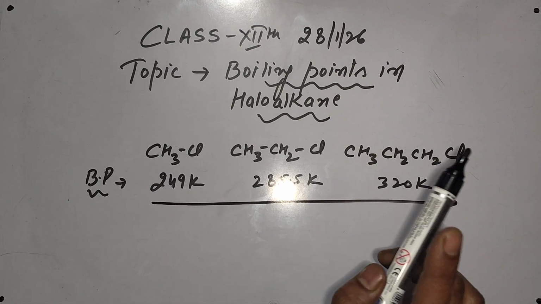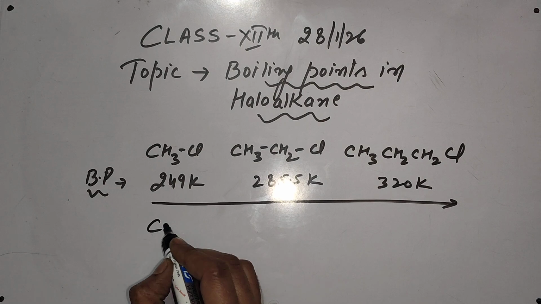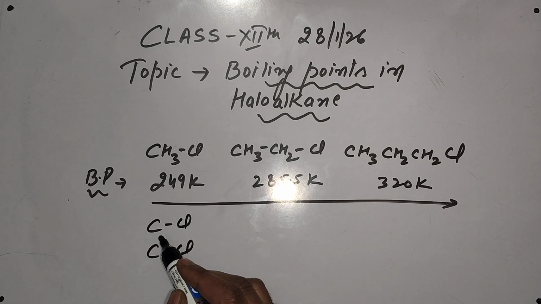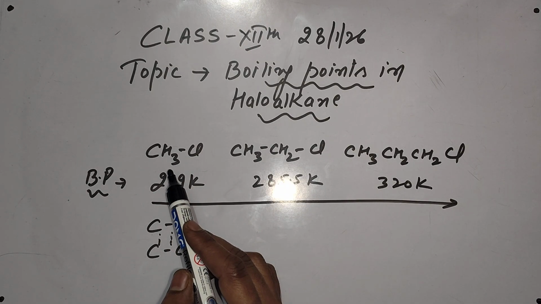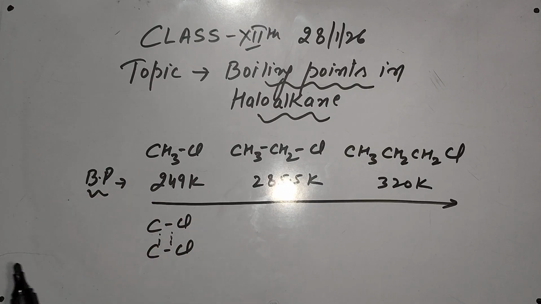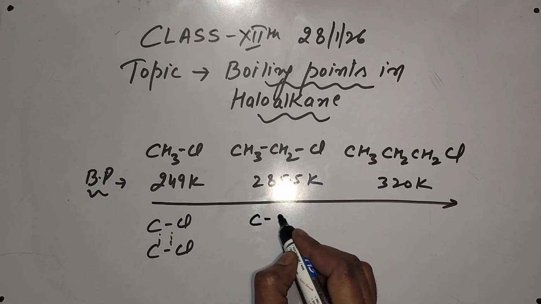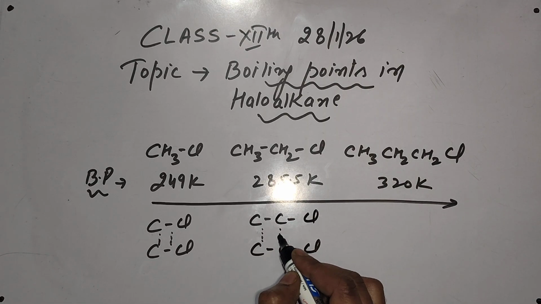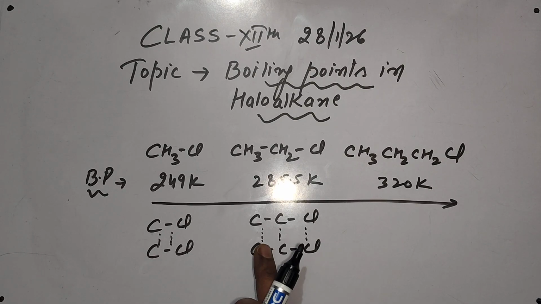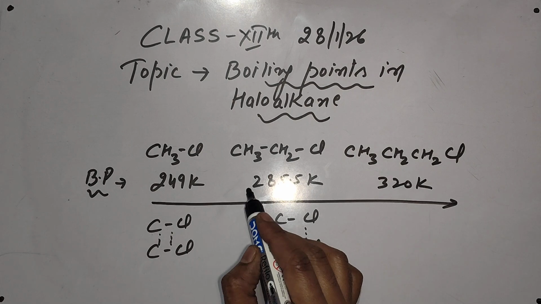From here to here, the size of the particle is increasing. If I talk about CH3Cl, two CH3Cl particles will have less van der Waals force of attraction because the size is small. And we know van der Waals forces of attraction are decided by size. As we move toward this particle, the number of carbon atoms increases, so its molecules will have more van der Waals force of attraction. That's why, to make them apart, we provide more heat energy, which is represented through a higher boiling point.